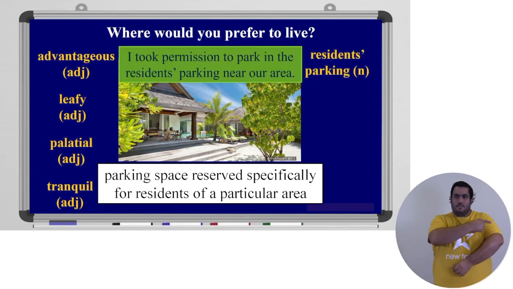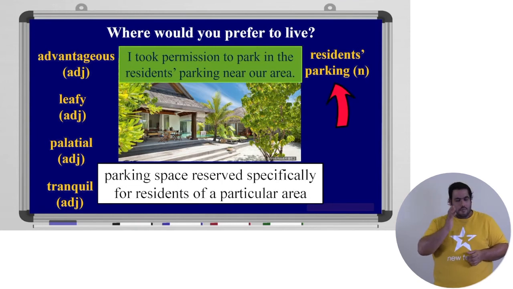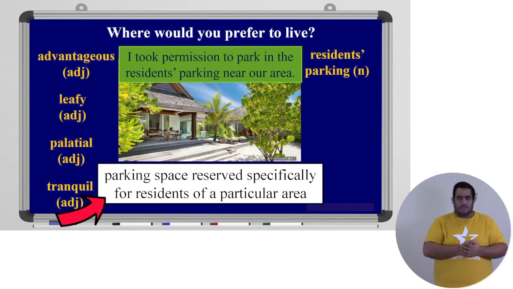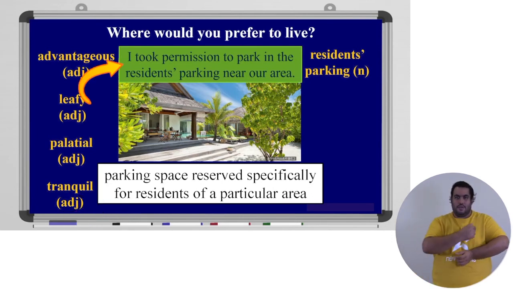Also, I would want a place that has residence parking nearby. Residence parking is a parking space reserved specifically for residents in an area. Example, I took permission to park in the residence parking near our area.